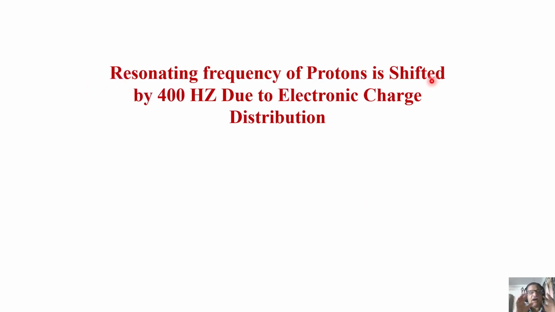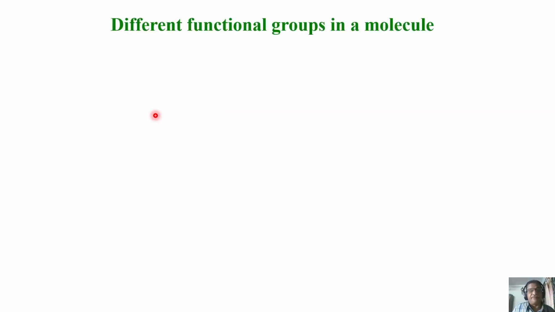The consequence is that the resonating frequency of the protons is shifted by 400 hertz. Okay, and because it is shifted due to the chemical environment of this nucleus, it is called chemical shift. Please remember, the resonating frequency of the protons is shifted by 400 hertz in our calculation because of the electronic charge distribution due to the chemical environment of this nucleus. It is called chemical shift. The chemical environment shifted this peak.